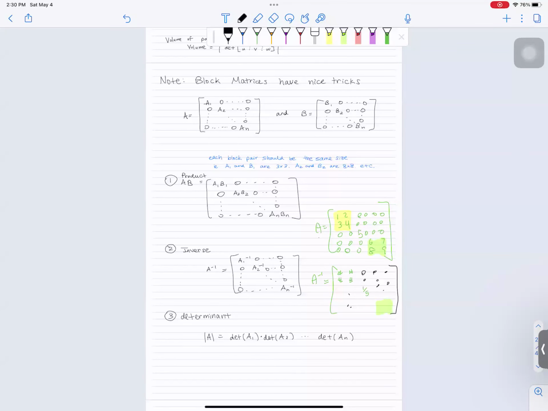Just like when we're on a plane and you have two tangent vectors, U and V here, why does the cross product give you the normal vector? That's the same reasoning.